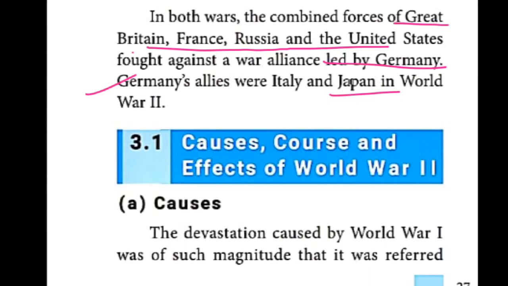Yes, under the heading of 3.1, what are the things there? Causes alone I am going to teach today. Causes alone it is given, 3.1 alone. Causes, it's very, very interesting, children. Causes for the Second World War. What are the causes?